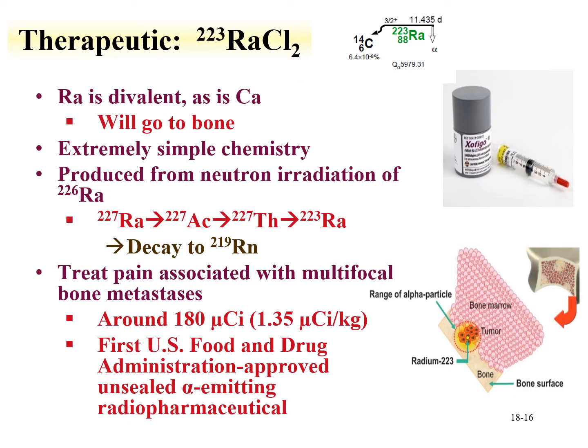Similar to iodine-131, radium dichloride is a therapeutic agent. Radium-223 is the isotope that's used for this therapy. It has a half-life of 11.4 days, decaying to radon-219. The radium, this very simple compound, is used since radium is divalent, as is calcium. It'll go to the bone. So this compound, commercially called Xofigo, is used to treat pain associated with cancers of the bone, shown here.